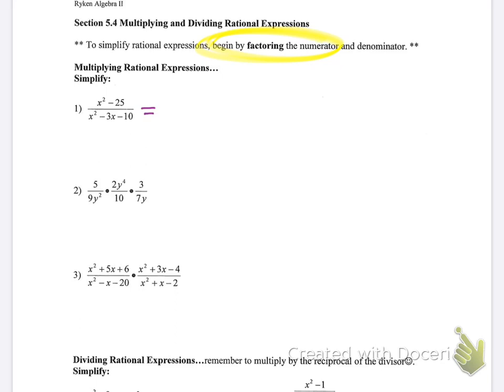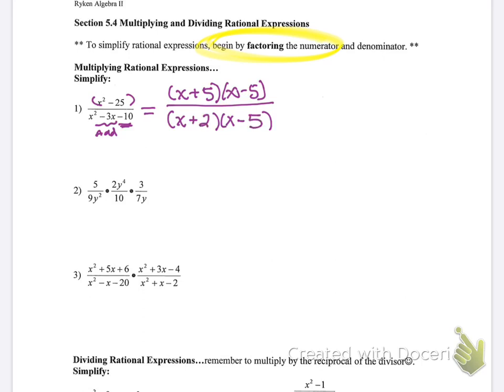On top, x squared minus 25, that's the difference of two squares. So that's x plus 5, x minus 5. On bottom, what multiplies to negative 10? That means my signs have to be opposite, and it adds to negative 3. 5 minus 2 is 3, but I need it to be negative 3, so I have to put the 5 with the minus and the 2 with the plus. That is the first step.